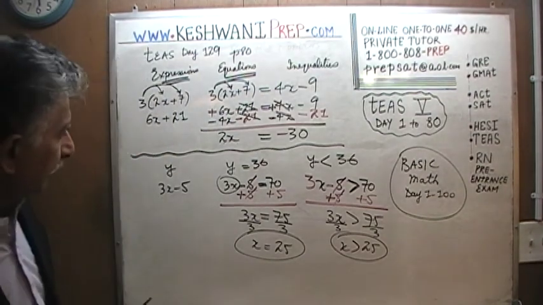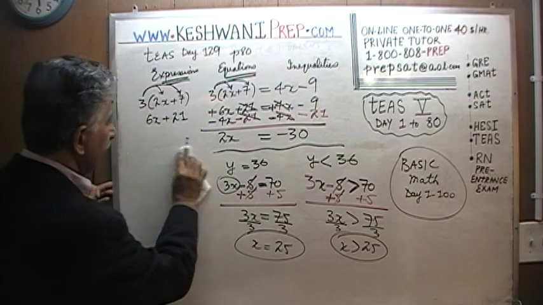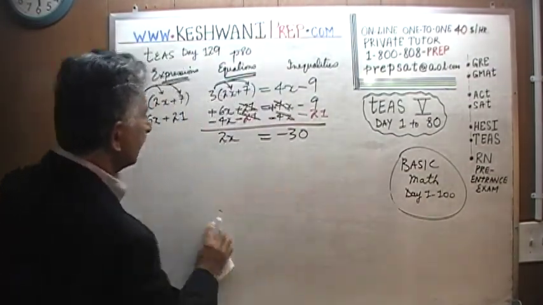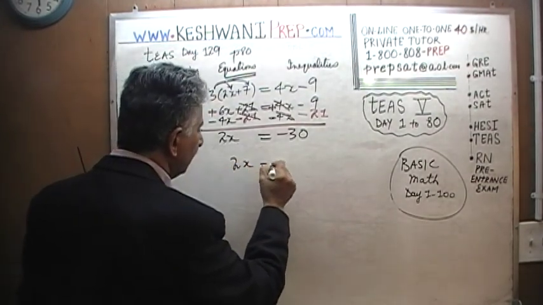We need the room. I'm going to have to erase this thing. I didn't want to erase it, but we have no choice. Otherwise, it gets too crowded. So we end up saying that 2x is equal to negative 30.